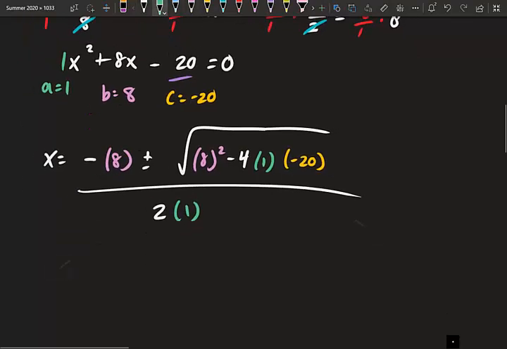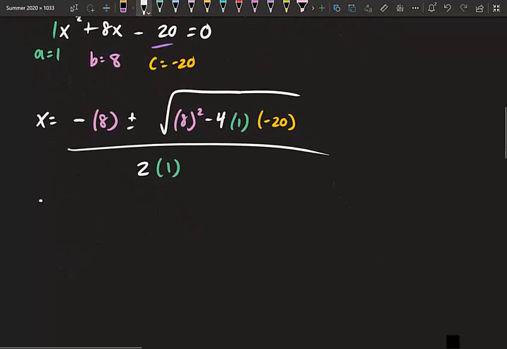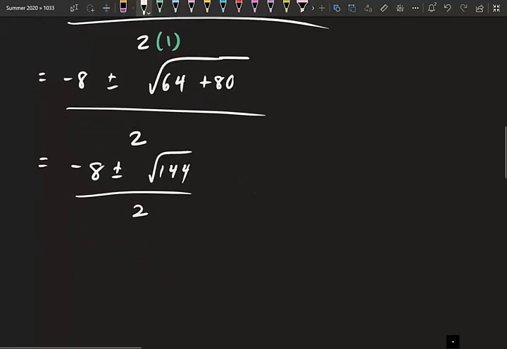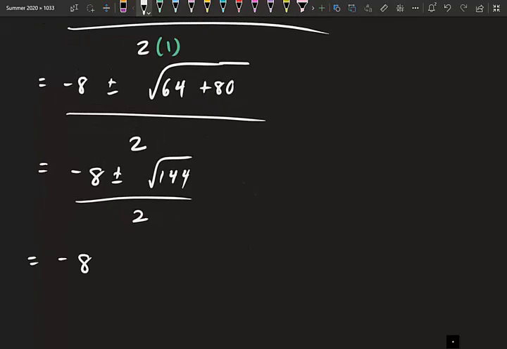So we're going to simplify it inside the radical. We have negative 8 plus or minus, so 8 squared is 64, and negative 4 times 1 is negative 4. Negative 4 times negative 20, and we get positive 80. And that's all over 2. We keep simplifying, so negative 8 plus or minus 64 plus 80, we get 144 over 2. We can keep going because the square root of 144 is 12. So negative 8 plus or minus 12 over 2.